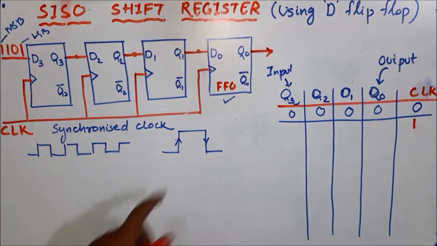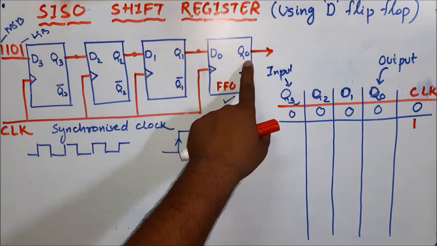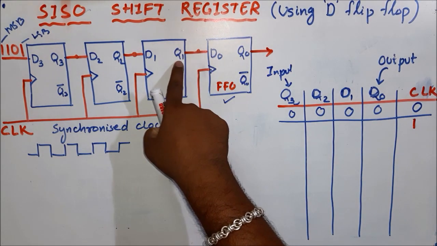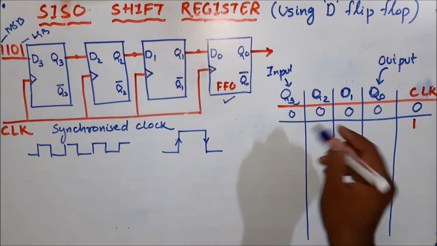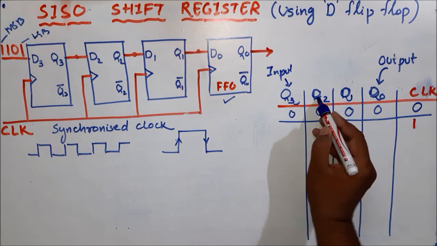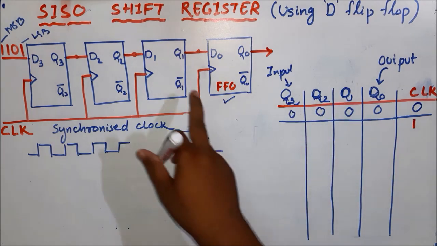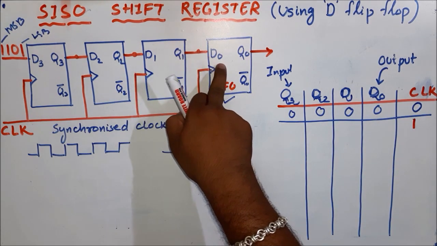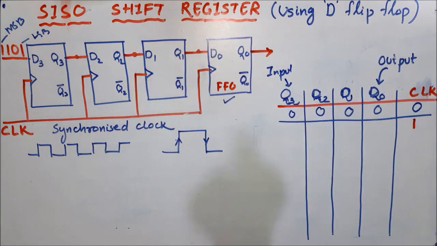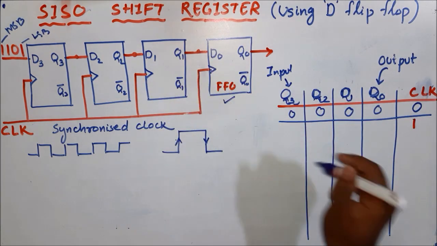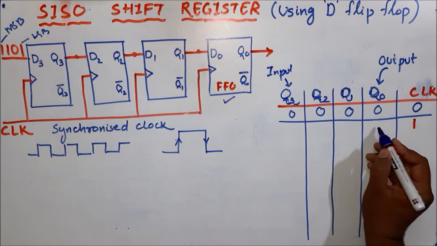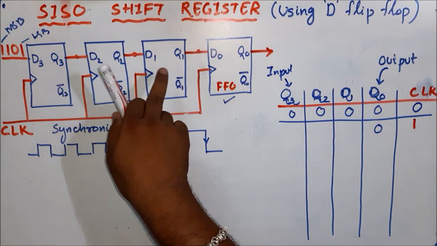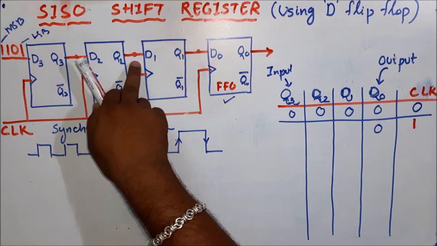So consider flip-flop 0. For this flip-flop, input is D0, output is Q0. And I told you input D0 is connected to Q1. So this is Q1, this is Q2, this is Q3. When it is clear, Q1 is 0 and now D0 is 0 because both are connected together. So when I apply clock, D0 is routed to Q0. So Q0 becomes 0. Yes or no? Yes.